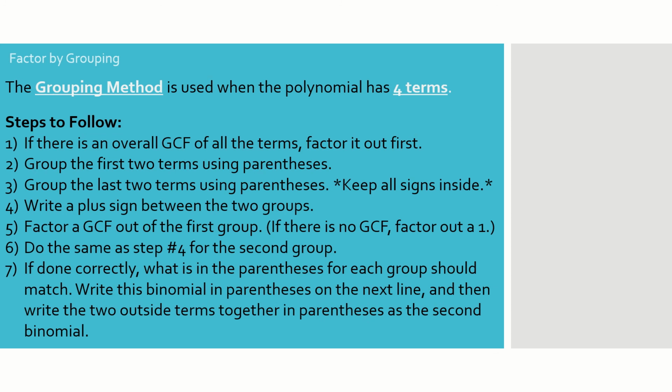If you do this correctly, what's left in parentheses for each group after a GCF is factored out should be the same thing. We're going to take that binomial that's the same and write it in parentheses on the next line. And then there should be 2 terms left outside that we didn't use, and we're going to write those together in the second set of parentheses as the second binomial.